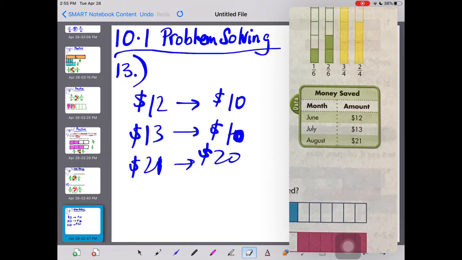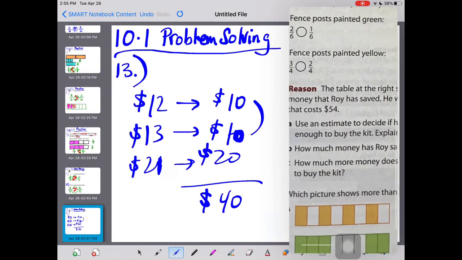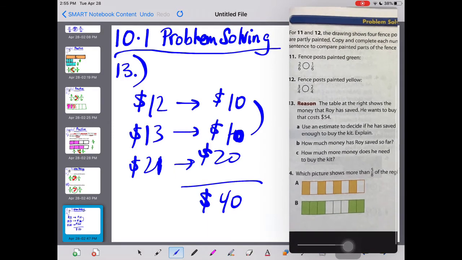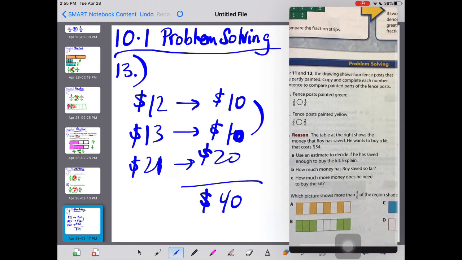Now, a lot of this I would do in my head. But basically now I just add them up. I can add up 10 plus 10 plus 20. There's 20 plus 20, $40. Okay, now this is just an estimate, a best guess. But based on the estimate, does he have enough to buy this $54 kit? I don't think so. So for A, he doesn't have enough money because I estimated he had $40.